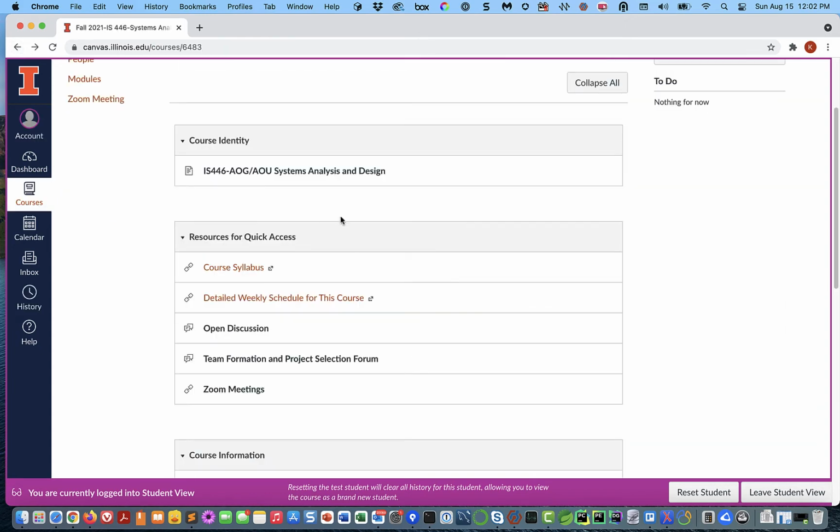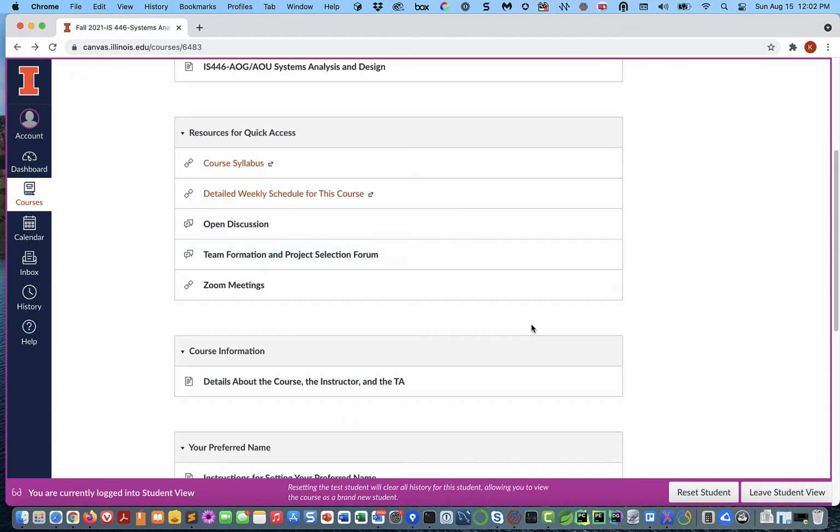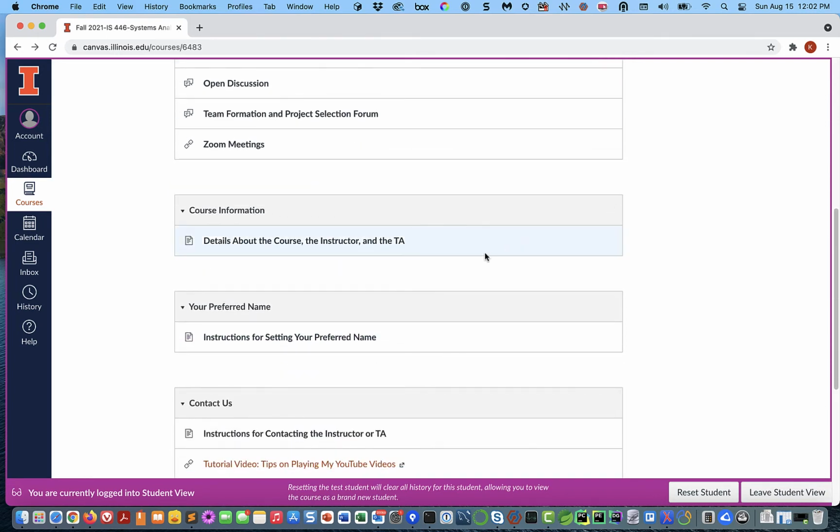All right, so those are the resources for quick access. Those are the things I typically would have put at the top of a Moodle page, and so that's why they're prioritized towards the top here. Here's a section that has course information.